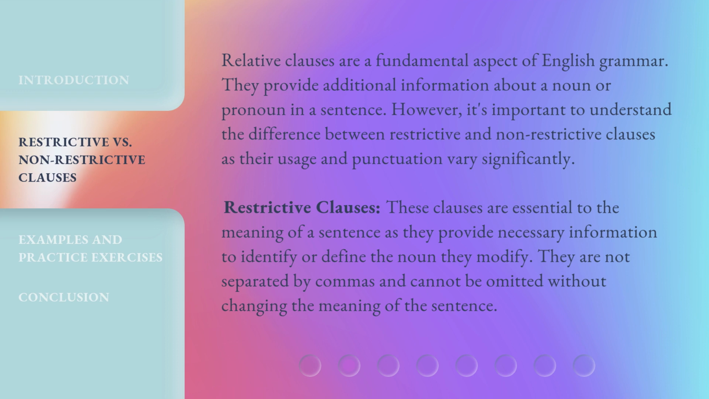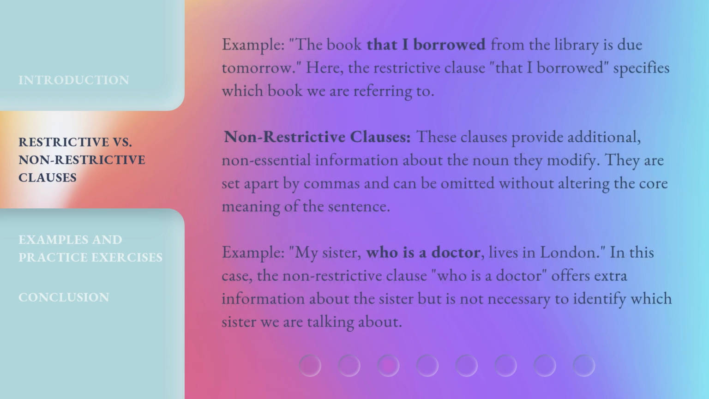Restrictive clauses. These clauses are essential to the meaning of a sentence as they provide necessary information to identify or define the noun they modify. They are not separated by commas and cannot be omitted without changing the meaning of the sentence. Example: the book that I borrowed from the library is due tomorrow. Here, the restrictive clause, that I borrowed, specifies which book we are referring to.